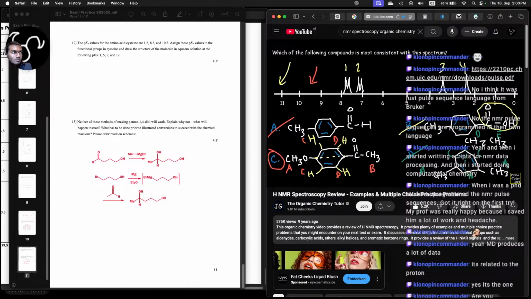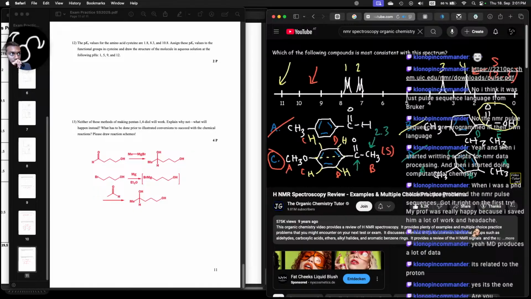But let's analyze it a little bit more. The methyl group next to the carbonyl group should be around 2.5, something. So let's say 2.3. And notice that it doesn't have an adjacent carbon with hydrogen atoms. This carbon has no hydrogen atoms, so the splitting pattern is 0 plus 1. It should appear as a singlet. And that's what we have here. This signal is a singlet, and it's around 2.3.